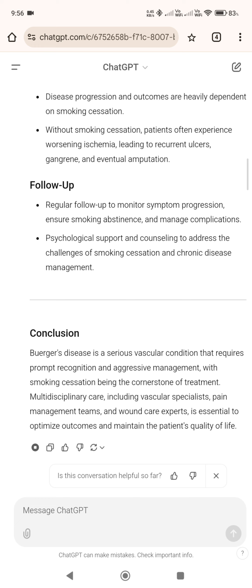Conclusion. Buerger's disease is a serious vascular condition that requires prompt recognition and aggressive management, with smoking cessation being the cornerstone of treatment. Multidisciplinary care, including vascular specialists, pain management teams, and wound care experts, is essential to optimize outcomes and maintain the patient's quality of life.